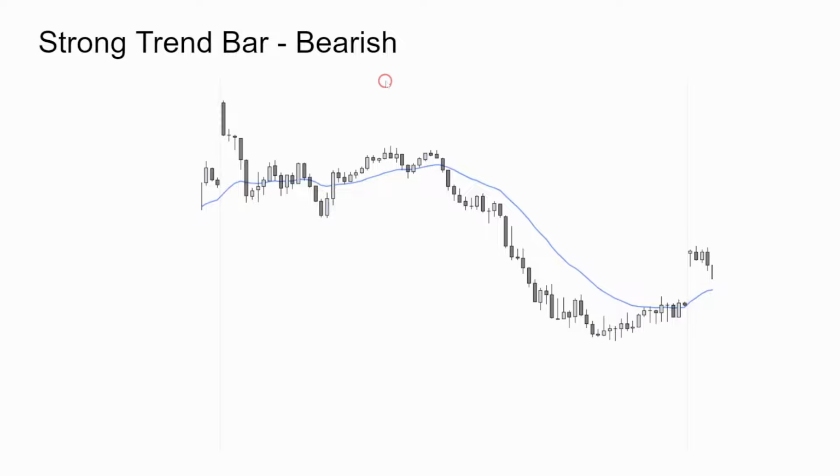Strong trend bar bearish. So here we have a gap up and a failure. This is pretty bad looking for the bulls if they wanted to buy, and they don't. We don't see any bull bars, and we sell off into the EMA and then go sideways. After the sideways price action, we break out of the range and sell off for the rest of the day.